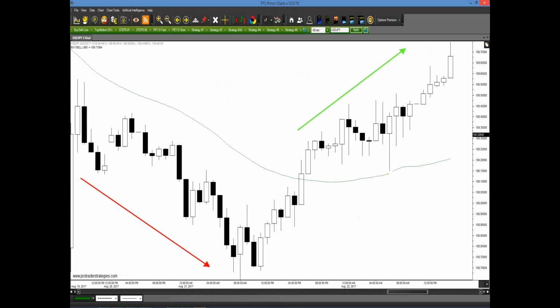Now, here's an hourly chart of the dollar yen. As you can see, initially we're below the 50. So what's the market telling us? It's telling us it wants to go lower. Once we cross above, it's telling us it wants to go higher. So at this point, we're short. And guess what? Strategy 4 generated 2 sell signals.